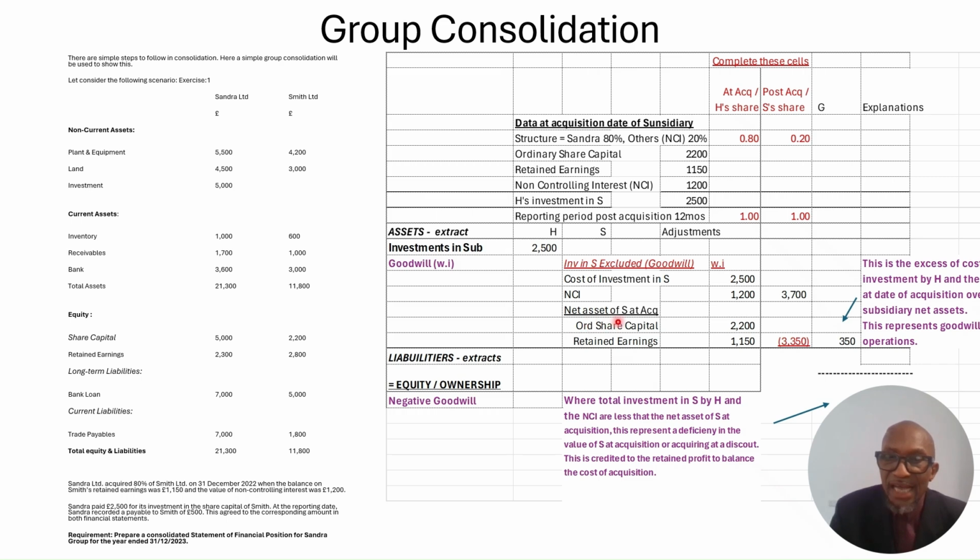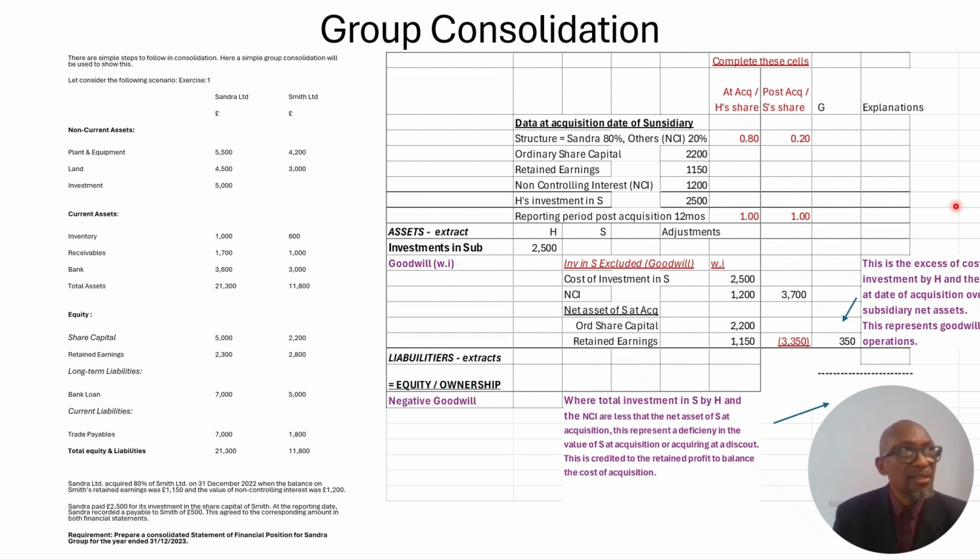So, what's the net asset of S as at acquisition date? Ordinary share capital is 2,200. Retained earning as at that date, 1,150. Added together, we get 3,350. If you deduct that from what we offered for S in terms of cost of investment and NCI, you get a balance of 350. This is the goodwill. We paid more than what we got in financial terms from Smith Limited. That is the goodwill, which is hidden, which is due to the operation of S. We have to pay more for that.